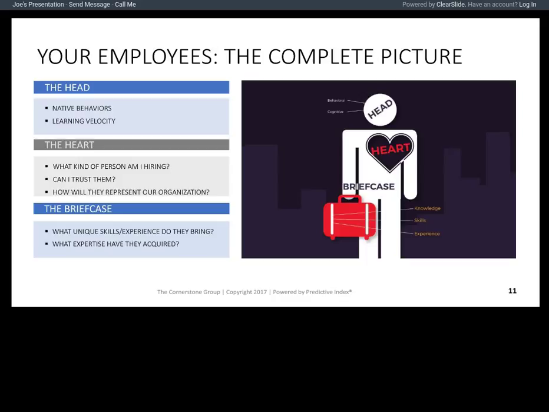Those things really complement what PI tells us, which is native behaviors and general learning velocity, for those of you that are using the cognitive tool as well. So when you round this out and factor in what PI is telling you, it's a piece to the puzzle, but it doesn't tell you the whole thing. So it's just important to keep that in the back of your mind as you begin to interpret patterns and share feedback.